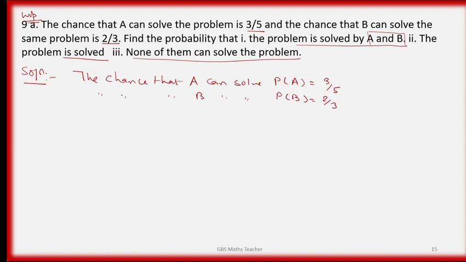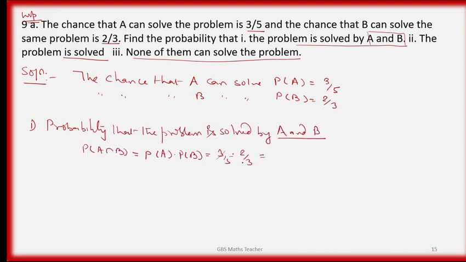Probability that the problem is solved by A and B. You know A and B. दुईटैले सल्भ गर्नु पर्यो. That is probability of A intersection B equal probability of A times probability of B, independent भयो, 3/5 times 2/3 equal 2/5. दुईटैले सल्भ गर्ने probability यो भयो.